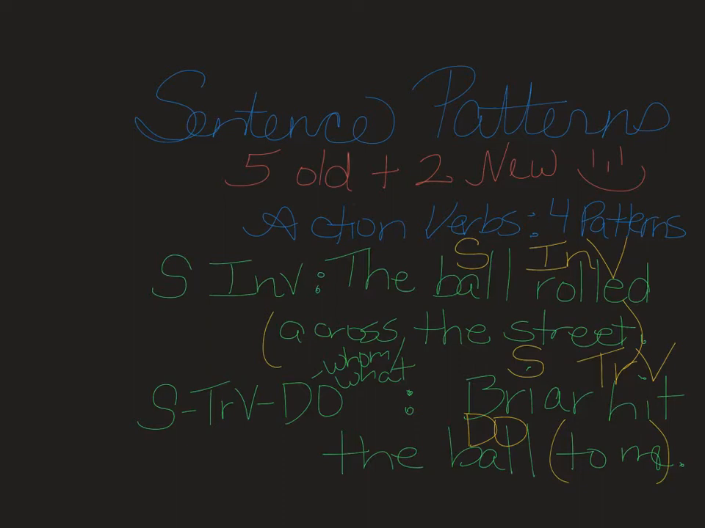So the next pattern, STRVDO. All right, so our subject in this sentence is Briar. Briar did what? He hit. Hit is an action verb. He's doing something. So we ask whom or what to see if we have a direct object. Briar hit whom or what? Hit ball. Ball is your direct object. Of course, to me is just adverbial prepositional. Where did he hit it? But it's not part of our sentence pattern. Okay, so STRVDO. Briar hit ball. Next slide, please.